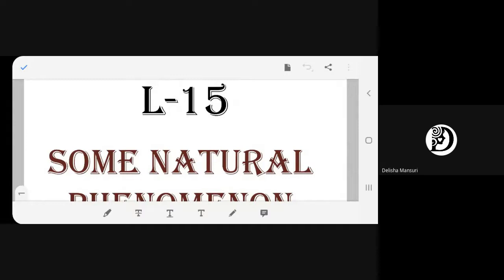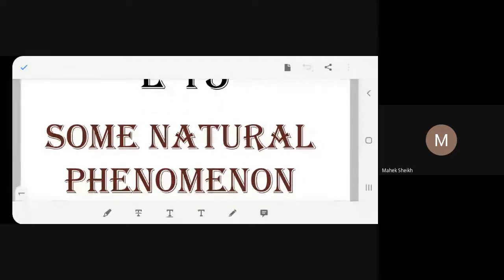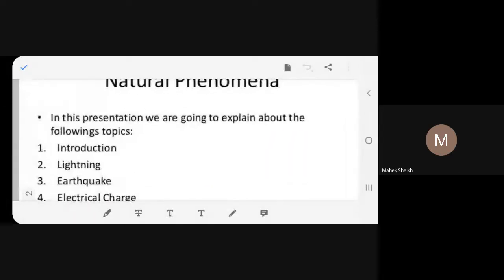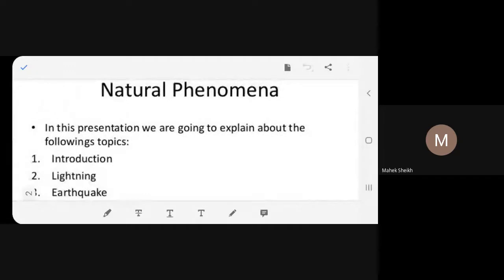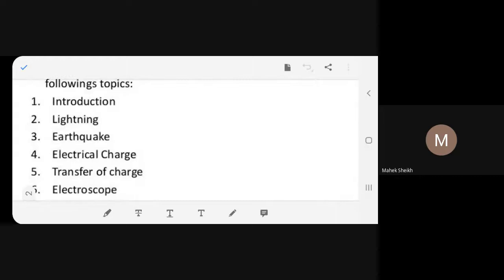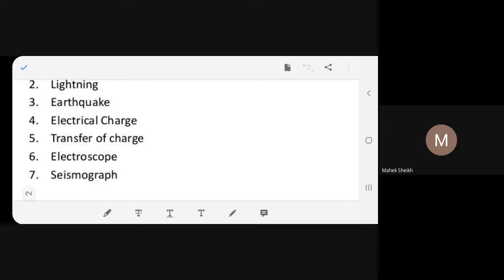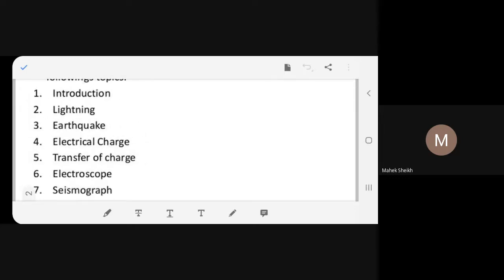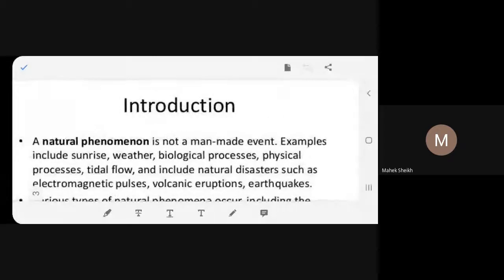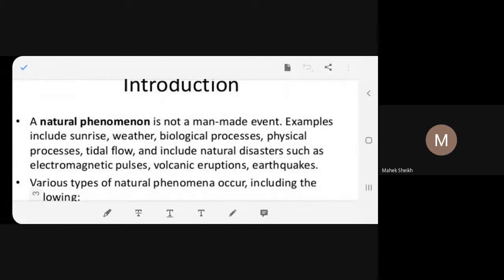Start with a new chapter. Lesson number 15, some natural phenomena. So let me continue first. In this chapter, we are going to explain the topics: introduction, lightning, please see the spelling of lightning, okay? Earthquake, electrical charge, transfer of charge, electroscope, and seismograph. So these are the topics that we are going to deal with. Now, introduction. What it is all about, the natural phenomena. Please begin with it.